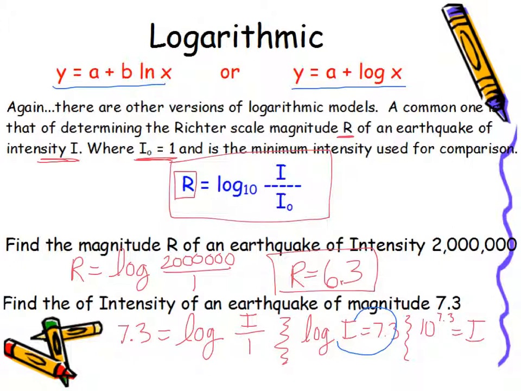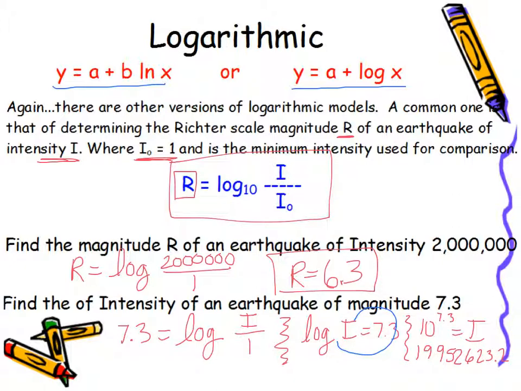What is 10 to the 7.3? And I get 19,952,623, and I'll throw in a 0.2 decimal. So the intensity of that earthquake, by only going up one value of magnitude from a 6.3 to a 7.3, it used to be 2 million, now it's almost 20 million.